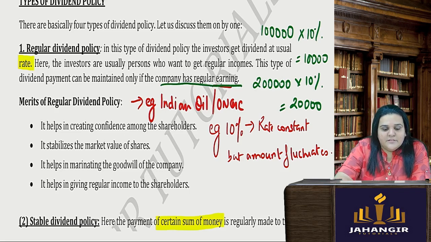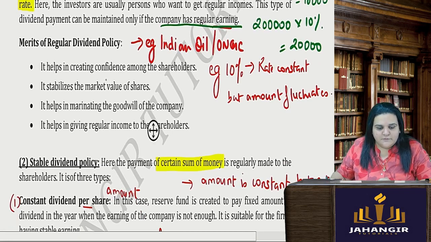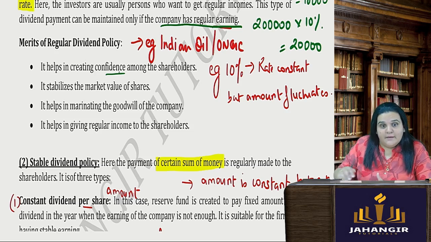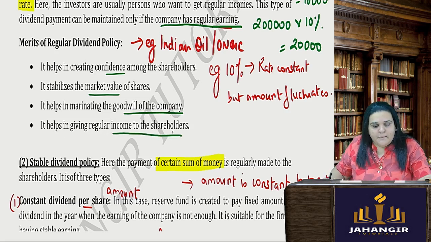Merits of regular dividend policy: it is to create and keep the confidence of the shareholders. Generally those startups, the ones who have started the business, will always give good dividend to their shareholders to keep the shareholders there. It stabilizes the market value of the shares. The moment the dividend is declared, the value of the share increases. It helps in maintaining the goodwill of the company. It helps in giving regular income to the shareholders.